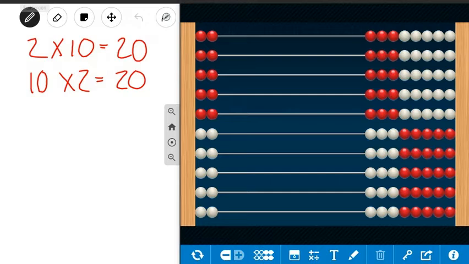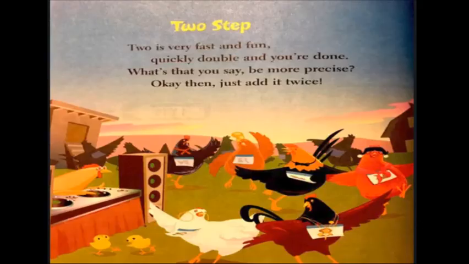Keep practicing those double strategies. What's part of what makes multiplication fun? The 2-step. 2 is very fast and fun. Quickly double, and you're done. What's that you say? Be more precise? Okay then, just add it twice.